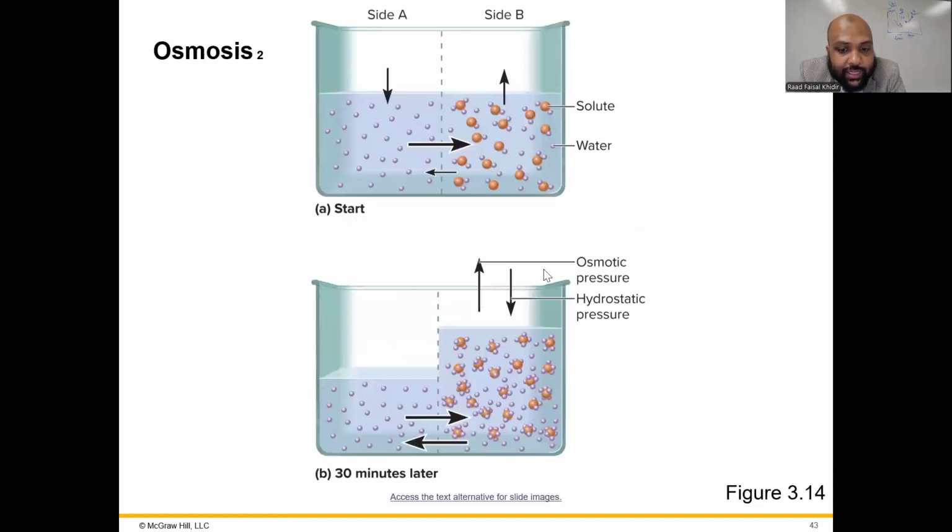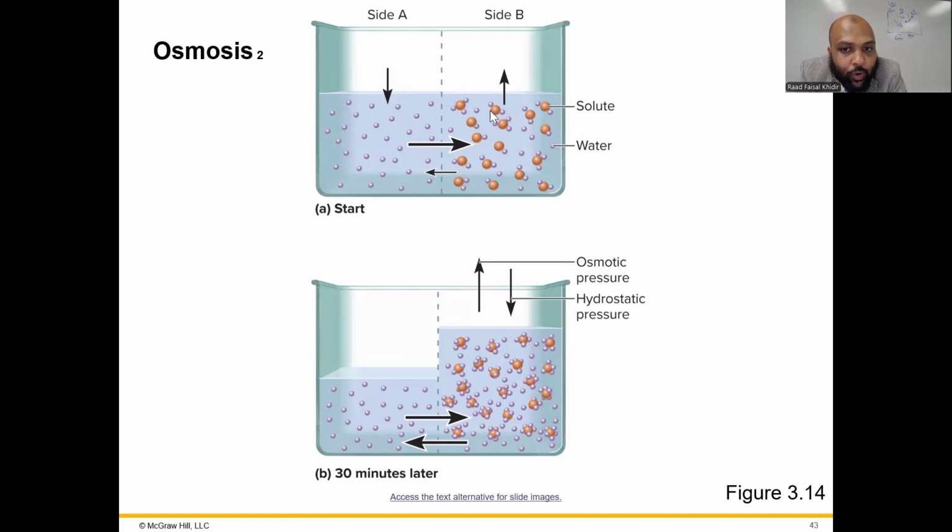Oh, look at this. That's amazing. Let's look at side A and side B. Is there a difference in the water concentration? There's 1 liter in A, there's 1 liter in B. You see the line is straight. What's the only difference now? It's this orange particle on side B.